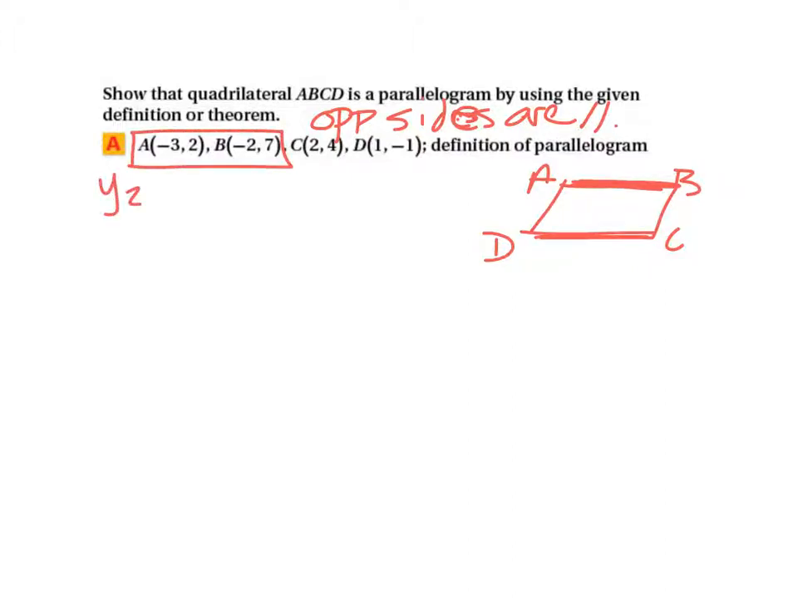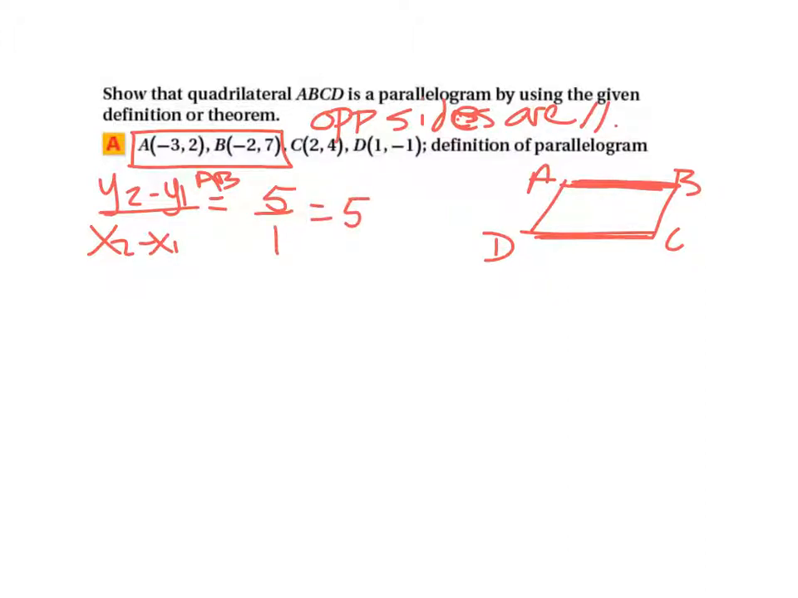If I drew out a parallelogram being A, B, C, D, then my opposite sides would be AB and DC. If I want to show that they're parallel, then I can find the slope of AB using my formula y2 minus y1 over x2 minus x1. For this slope, I'm going to just write that it's AB so I know what I'm doing. The slope for AB is 7 minus 2, which is 5, over negative 2 minus negative 3, which is really negative 2 plus 3, which is 1. And so the slope of that one's 5.